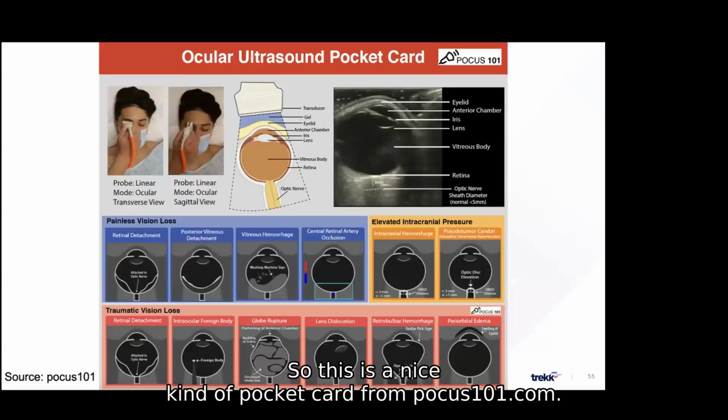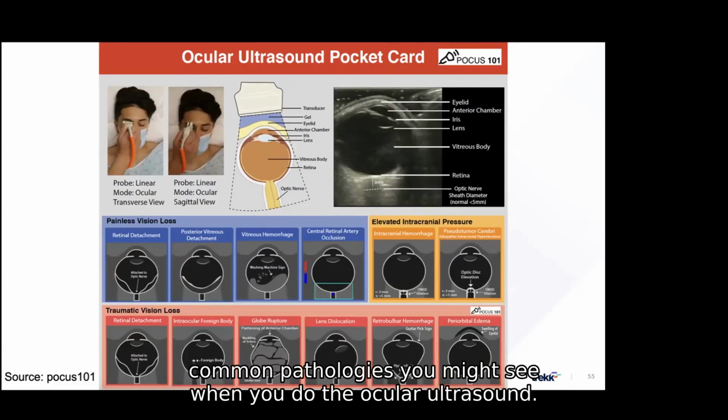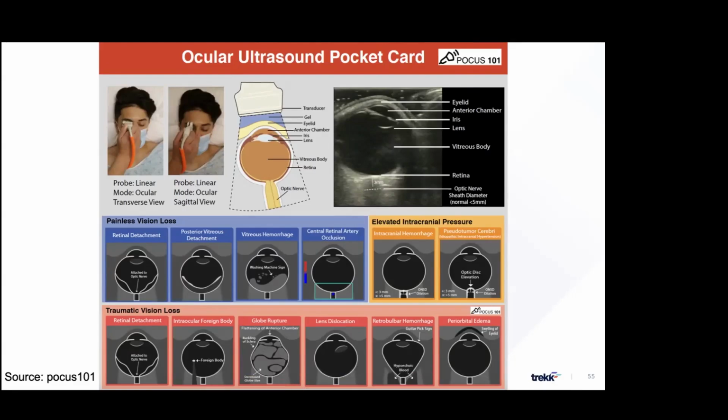So this is a nice pocket card from pocus101.com. If you go to their website, you can keep this in your phone, and it will remind you of what you're supposed to see when you do an ocular ultrasound, how to do it, and what the common pathologies are that you might see. So I recommend anybody interested in point of care ultrasound to take a picture of this and keep it in their phone. And of course, practice using the ultrasound machine.